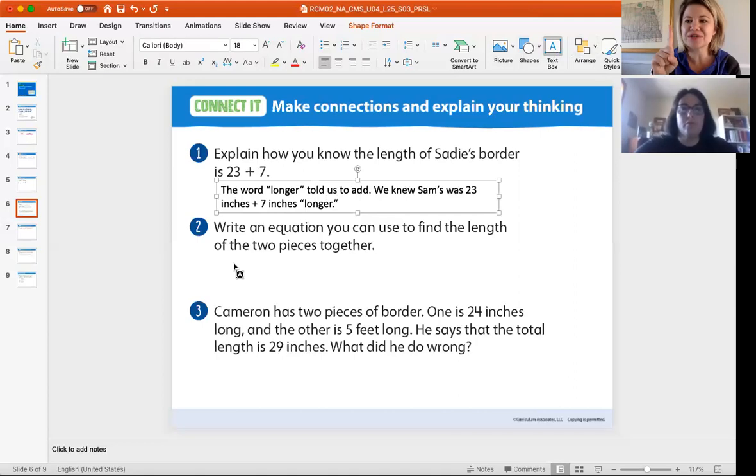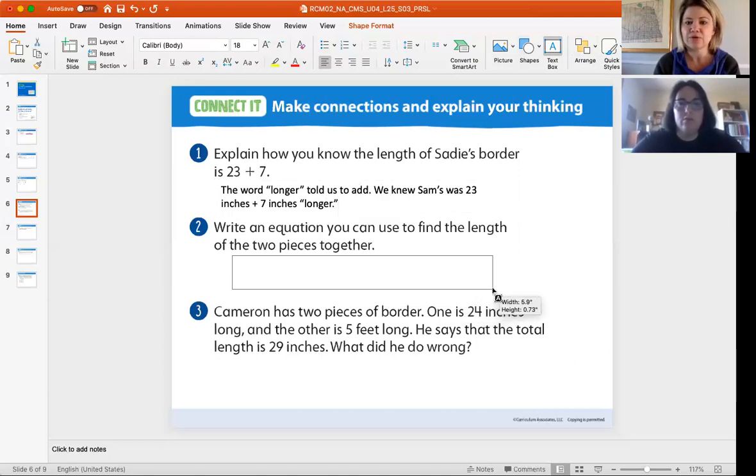Number 2 says, write an equation you can use to find the length of the 2 pieces together. Okay, so here, this is going to be hard to picture, but we're going to talk it out, okay? So if we were going to just write one equation to represent both steps of the problem, we could do it this way. Now, we started the problem knowing how long Sam's piece of border was, right?